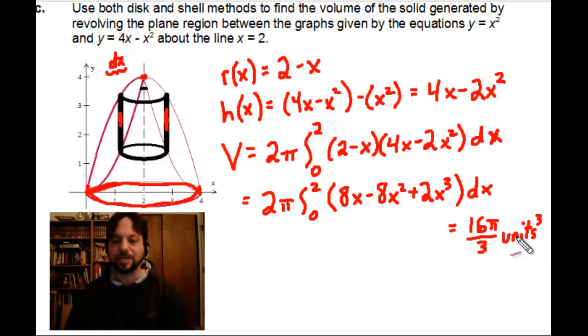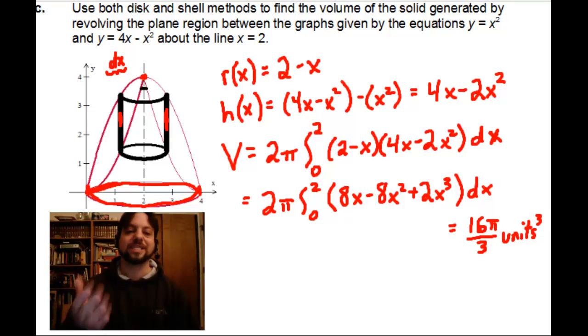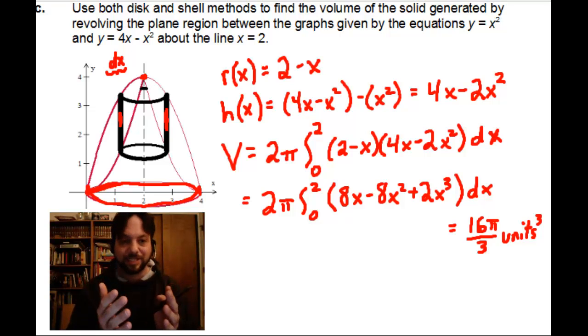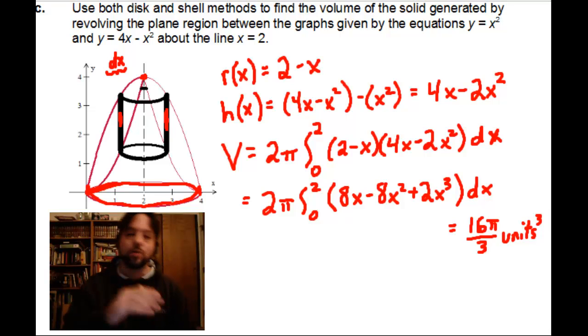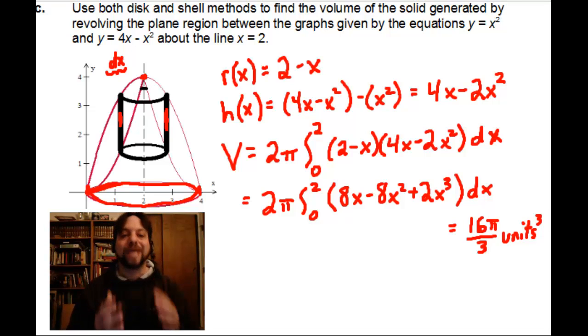Does that volume sound familiar? Well, of course, it was the same volume that we got when we did this exact problem using the washer method. But my question to you, which method seemed easier? And that should be fairly obvious. Of course, both ways work, so I'm not telling you that you have to do one way over the other, although sometimes that is the case. But even when you can apply both methods, one method is usually much easier than the other. And there you go.